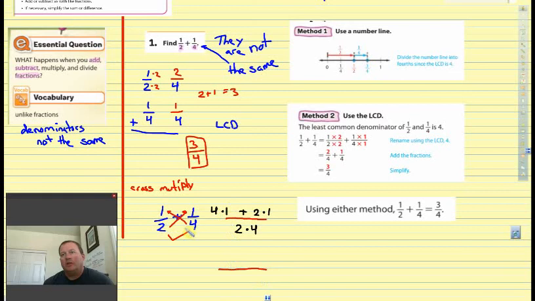So you would have gone real quick on this. 4 times 1 we know is 4. 2 times 1 we know is 2. 2 times 4 we know is 8. And then you would end up getting 4 plus 2, which would have been 6/8. And then you would have divided to simplify by 2. And you would have gotten 3/4.